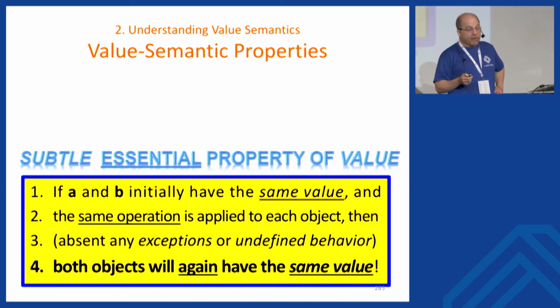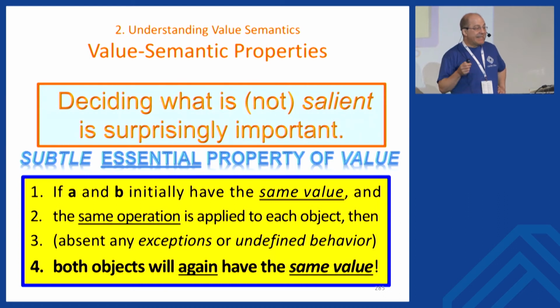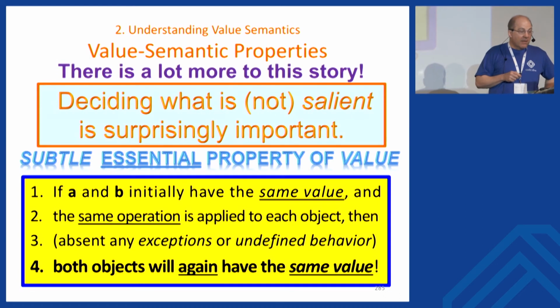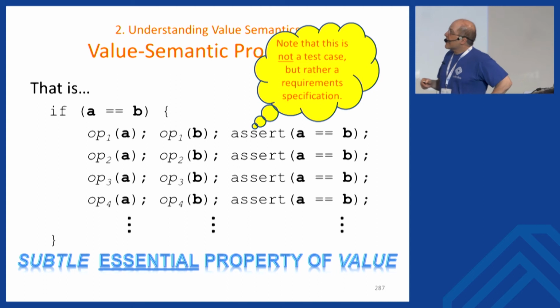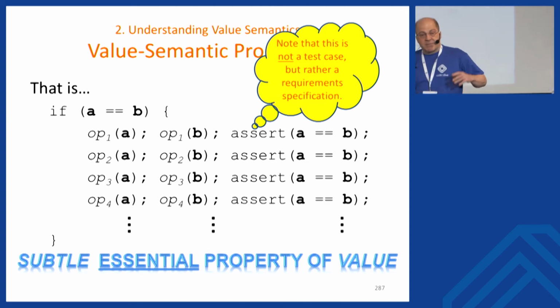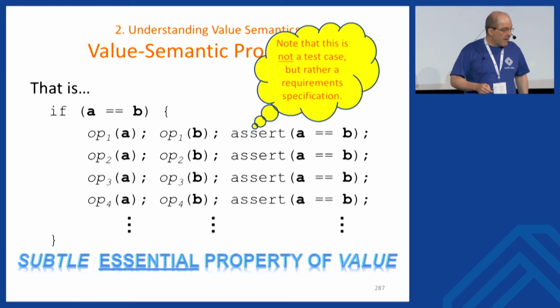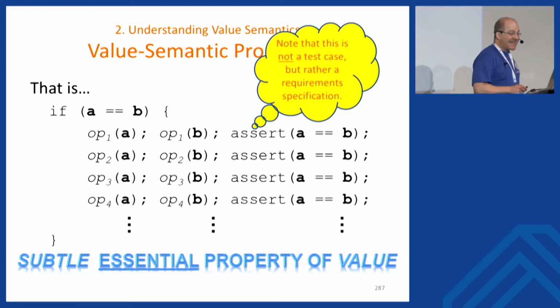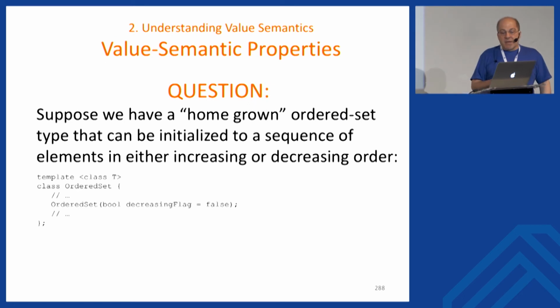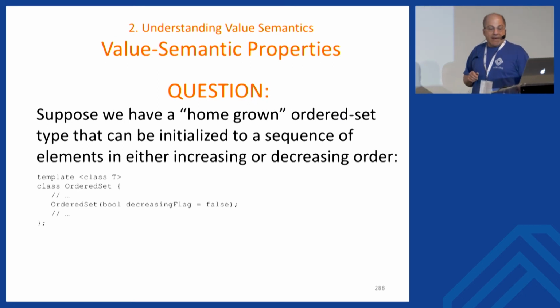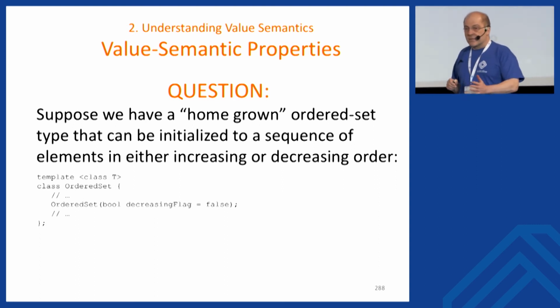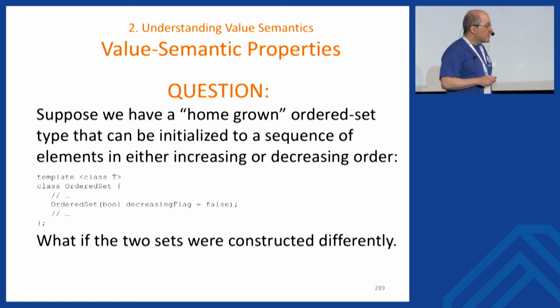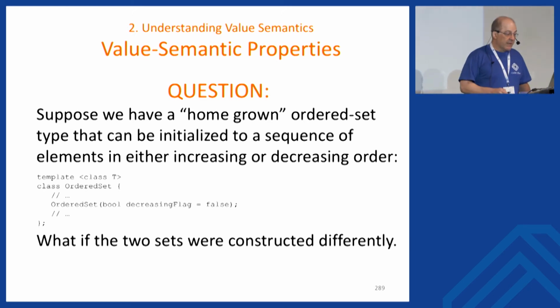This is the subtle essential property of value, and deciding what is not salient is surprisingly important. And there's a lot more to this story. Now, this is not a test driver. This is saying if I have two things that are equal and I apply the same salient operation to both, they will continue to have the same value provided they are the same C++ type. Suppose I have a homegrown ordered set, and here it is. It's called ordered set. And I have a way of constructing it so that its collating sequence is increasing or decreasing. Now, suppose the two sets are constructed differently.